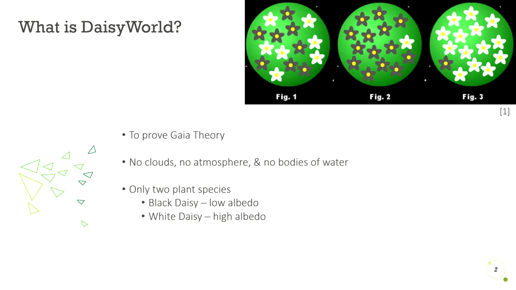He created a very simple world with no clouds, no atmosphere, and no water, only containing two species of daisies, as seen in the image here. So we have the black daisy with low albedo and white daisy with high albedo.